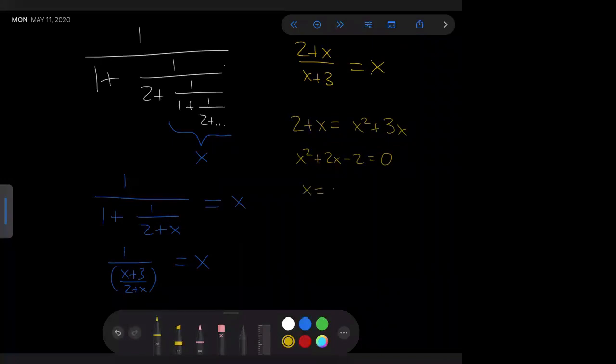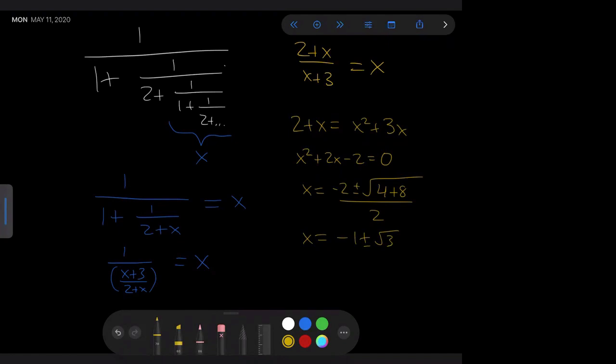x is equal to -2 plus or minus the square root of b squared minus 4ac, which is 4 plus 8, all over 2. Simplifying this down, we get x is equal to -1 plus or minus the square root of 3. Now, if you remember our radical problem, not all solutions work.